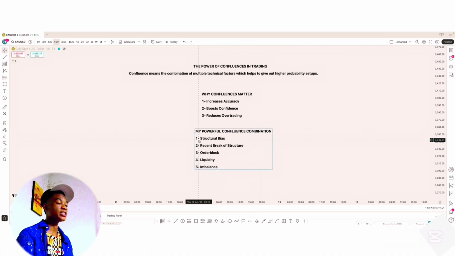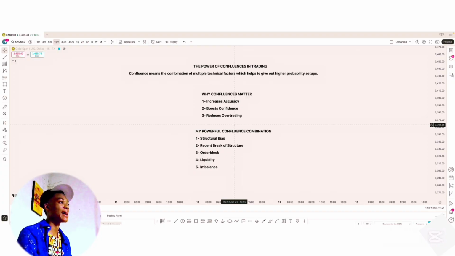The first one here is my structure bias, which we can also call market structure. I need to understand where the market is directed. That is number one. I need to have my structure bias. The market must either be bullish or bearish. I don't trade when the market is ranging. Whenever the market is ranging, I don't trade. I will wait for it to give me a particular direction. If it is moving to the upside, I'm buying. If it is moving to the downside, I am selling. But if it is ranging, I will stay off until I get a direction from the market.